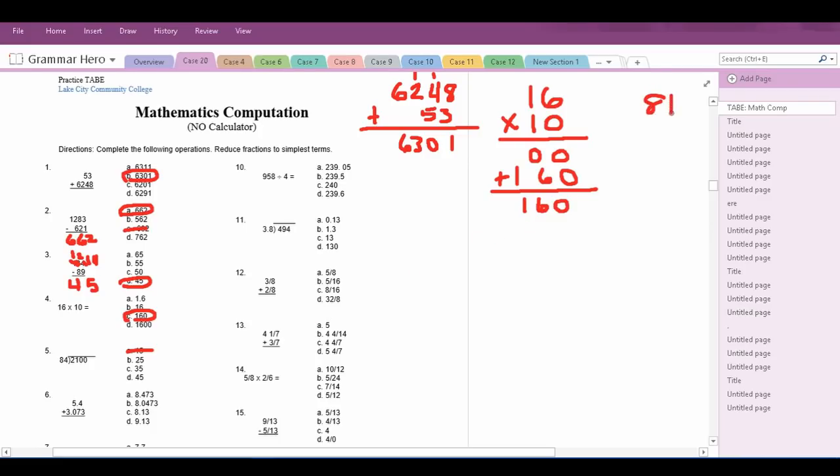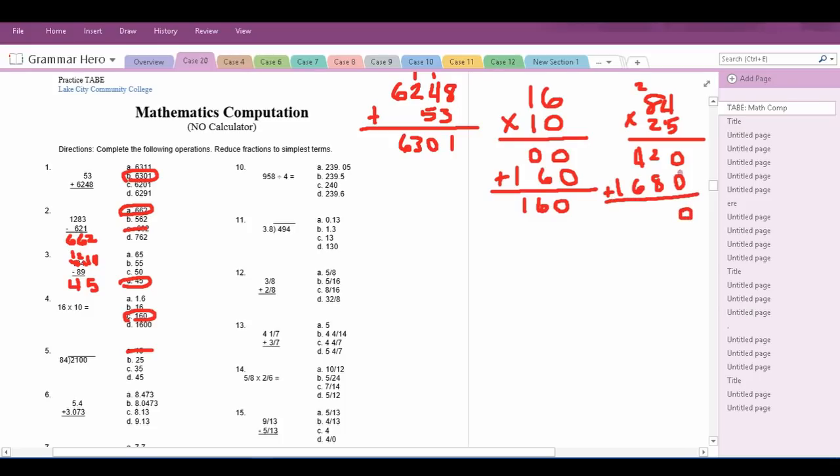84 times 25. Again, 5 times 4 is 20. Carry the 2 up there. 5 times 8 is 40. Add the 2, so we got 42. Bring down a 0 since we're starting a new row. 4 times 2 is 8. And 8 times 2 is 16. Add them.